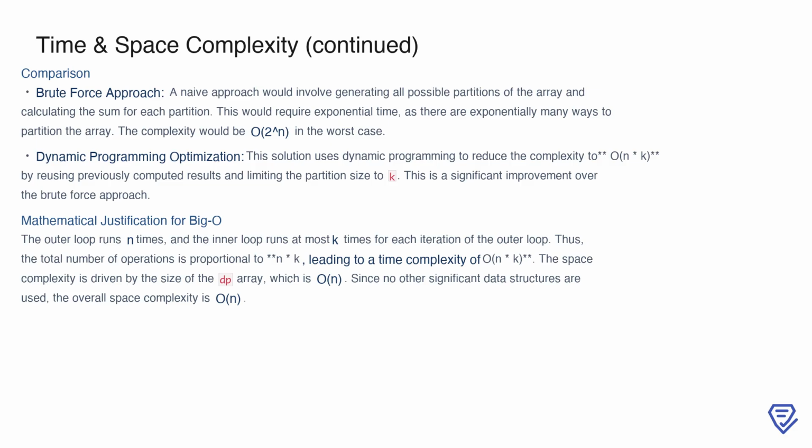Mathematically, this complexity arises because the outer loop runs n times, and for each iteration, the inner loop runs at most k times, resulting in O(n*k) operations overall.